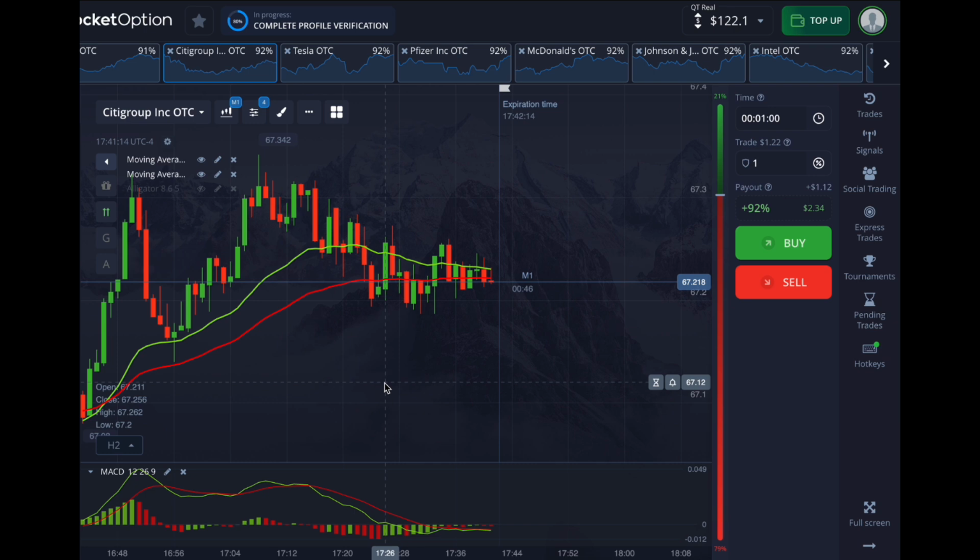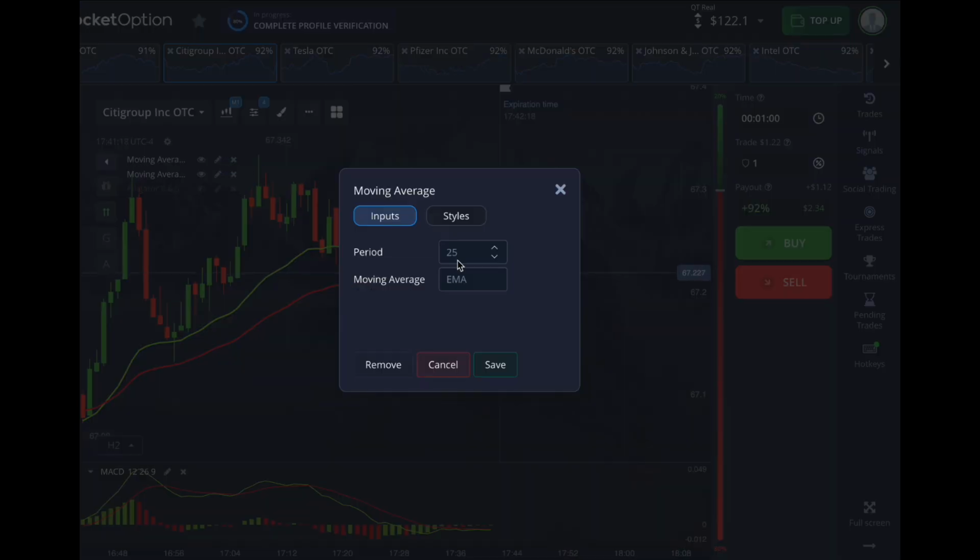It's the weekend, so I'll be trading stocks instead of currency pairs. We'll be using the same strategy that we used before. If you're new here, here are the settings. We'll be using moving averages to trade today.